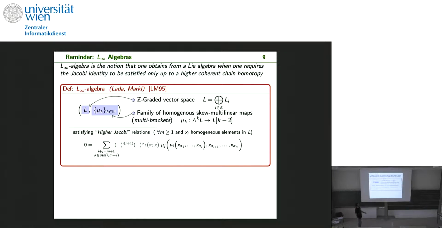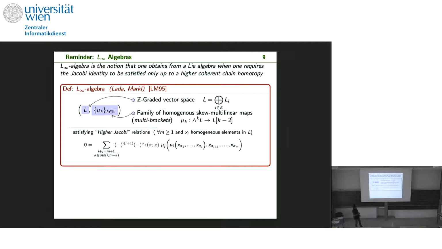The slogan of infinity algebras is the notion that one obtains from a Lie algebra when one requires that the Jacobi identity has to be satisfied only up to a higher coherent chain homotopy. So in simpler terms, we could say an infinity algebra is a pair (L, multibracket), where L is a Z-graded vector space, and the mu_k are a collection of homogeneous skew multilinear maps.